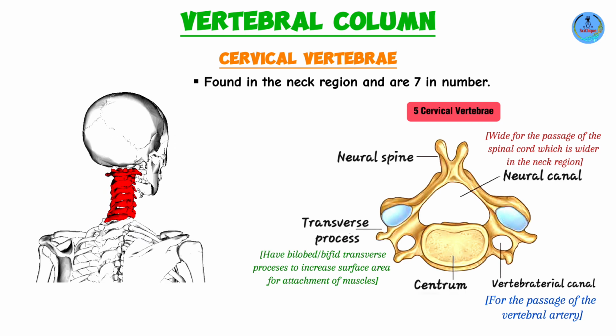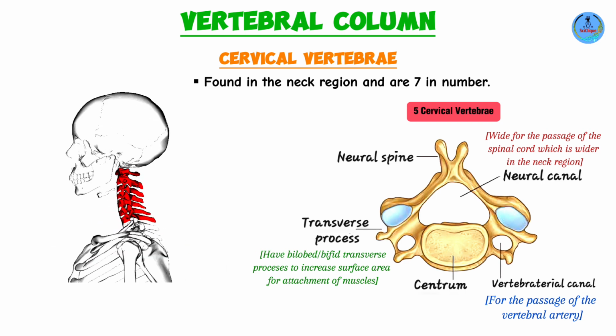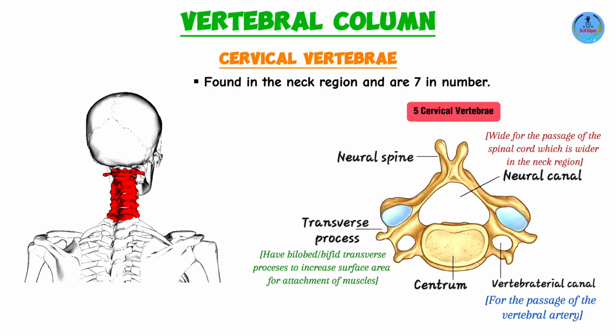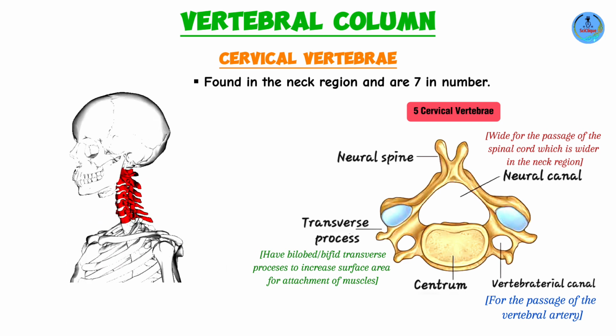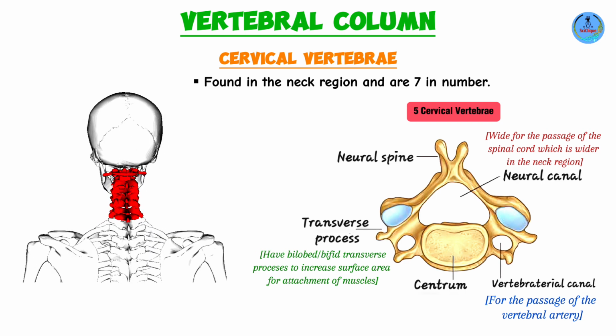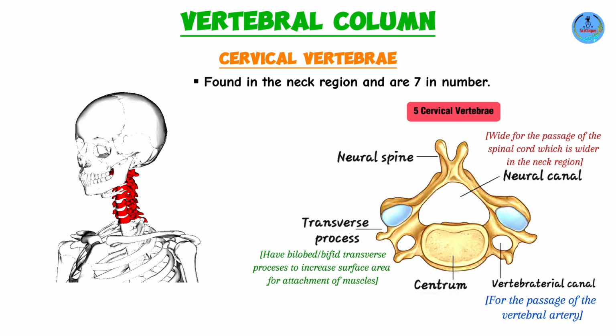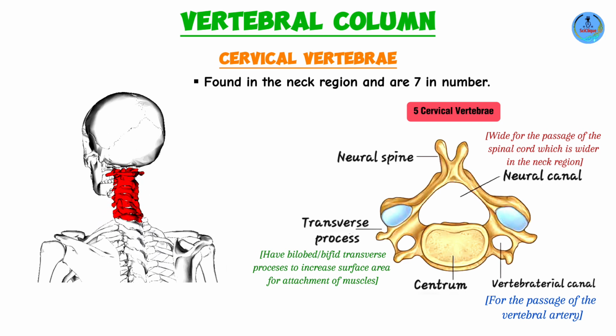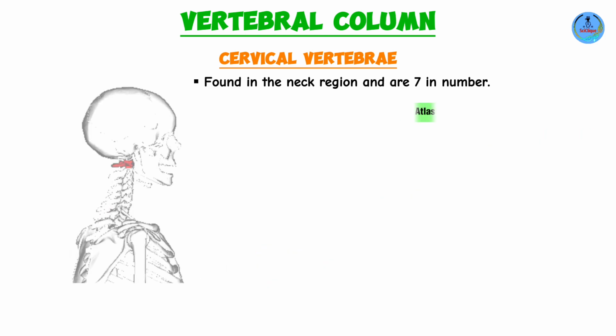So the remaining 2 characteristics, you're going to have a centrum that is wide and thick to provide support to the adjacent vertebra. You're also going to have a neural spine that is broad but short. So this provides additional surfaces for attachment of muscles. And those are the characteristics of the cervical vertebrae. Now moving on to the atlas.